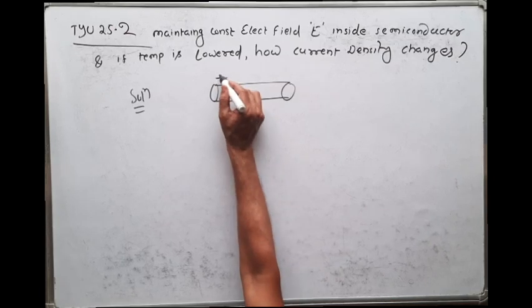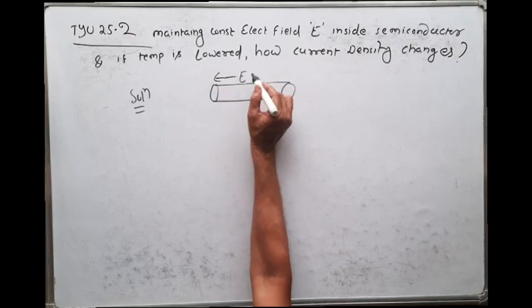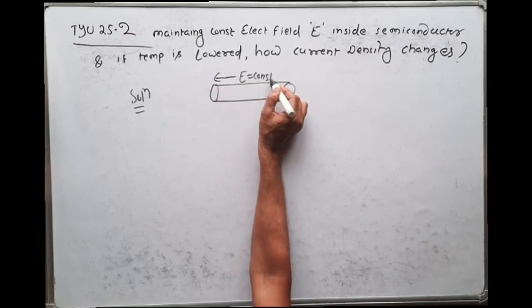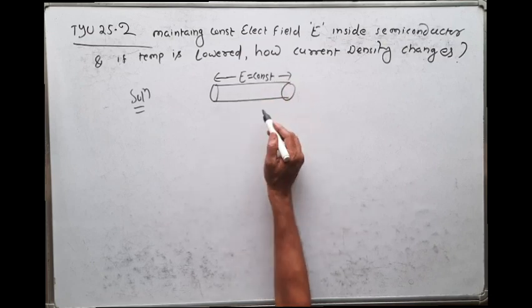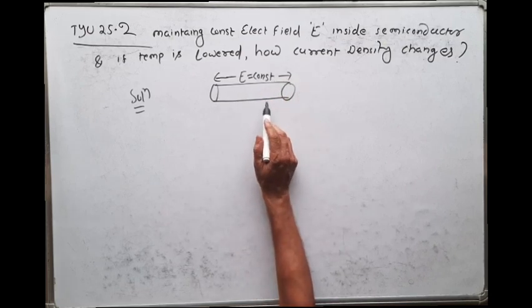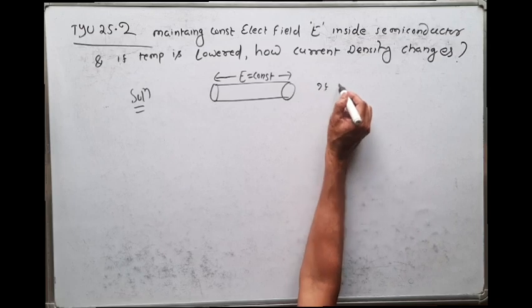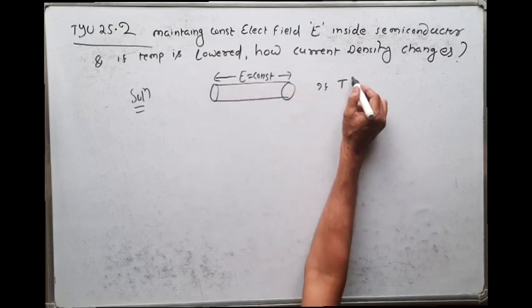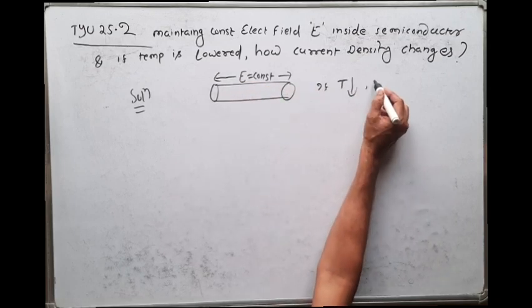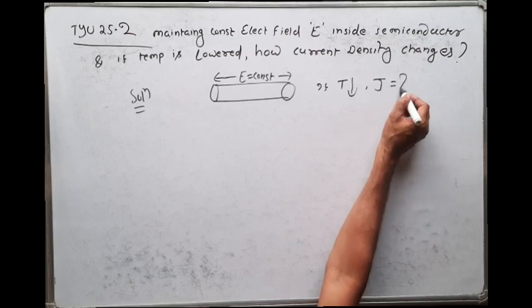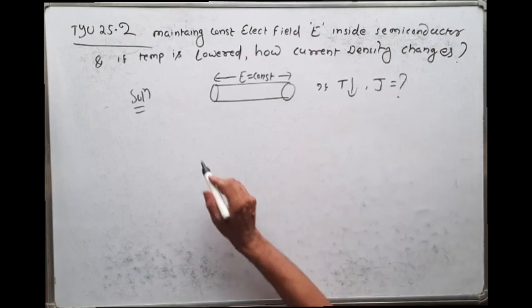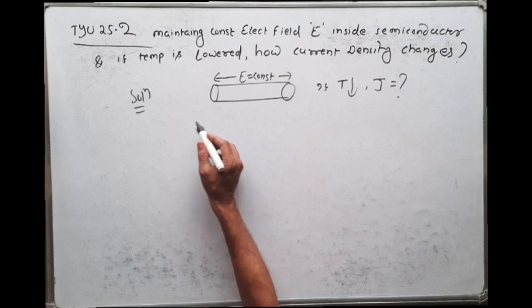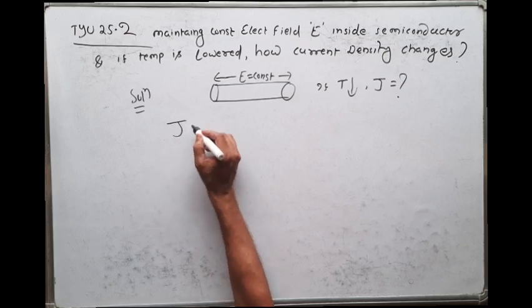And in this semiconductor, we have to maintain the electric field constant. That is, the electric field inside the semiconductor is, let us say, constant. Now, if the temperature is decreased, how does the current density change? This is the question. So you know the relationship between current density and electric field.